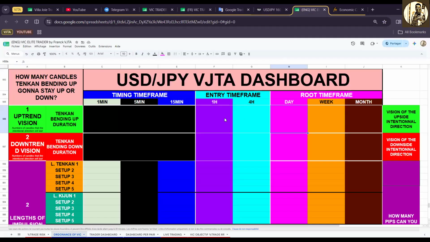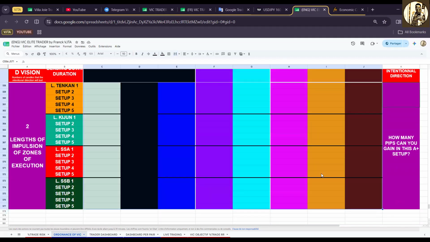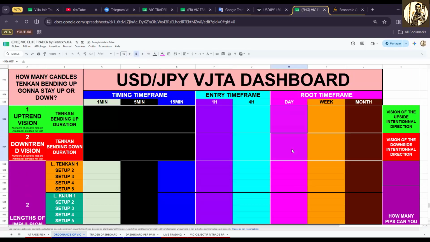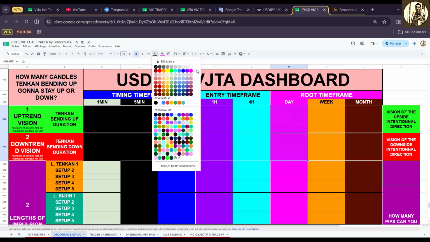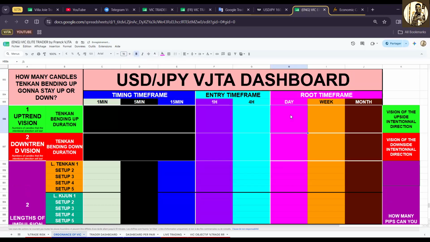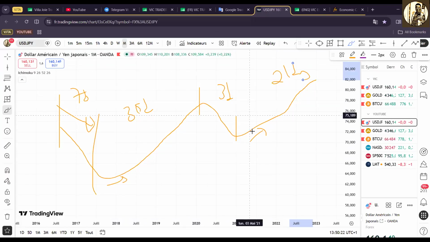So we're gonna write here 21, then 30. That 21 and 30 will represent the number of bars, or how many days they can stay to the upside, right?